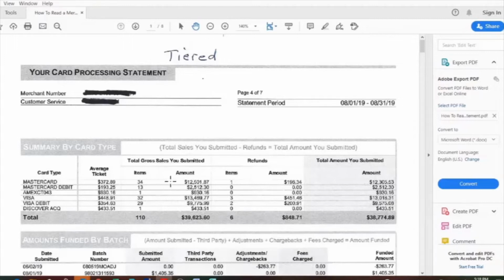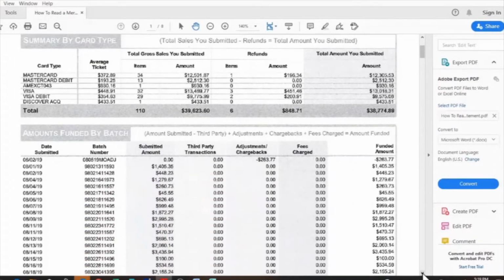So there were 34 items, $12,501.87 for MasterCard, Visa 32 items, $13,469.77. This section is refunds. This merchant had a total of 6 refunds, and then the net amount submitted. So the total for this merchant was 110 transactions, $39,623.60 deposited, 6 refund items totaling $848.71, and the net submitted to their bank $38,774.89.